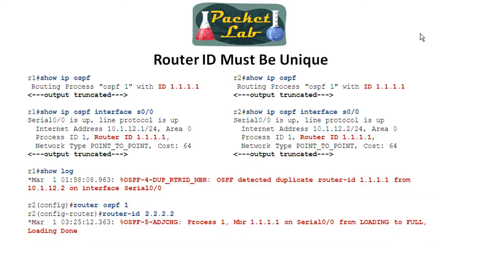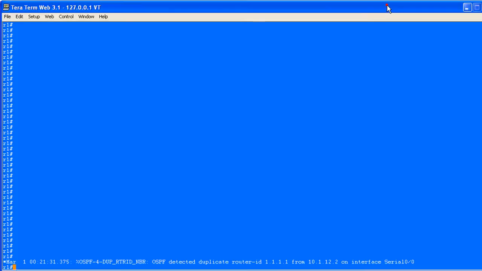You might be looking at this and going, hey, I thought you had to reset the process whenever you change the router ID. Not when there's a duplicate, because as we'll see, this neighbor relationship will not come up. So the relationship has not been created, the adjacency has not been established. You do not have to reset this.